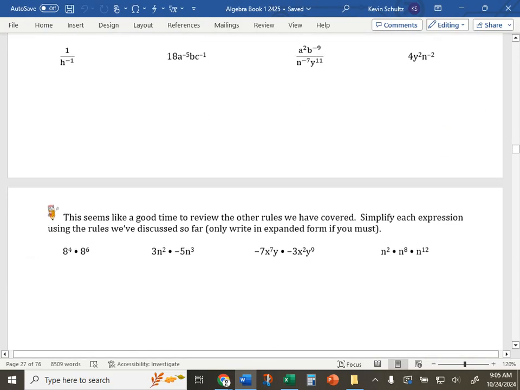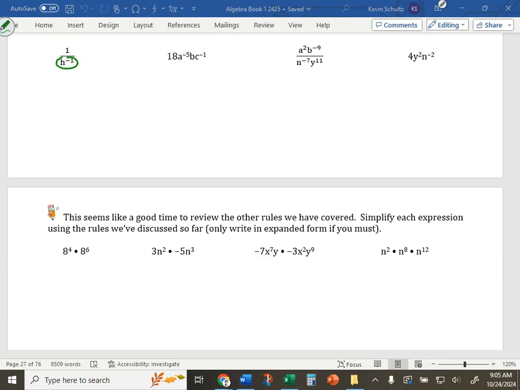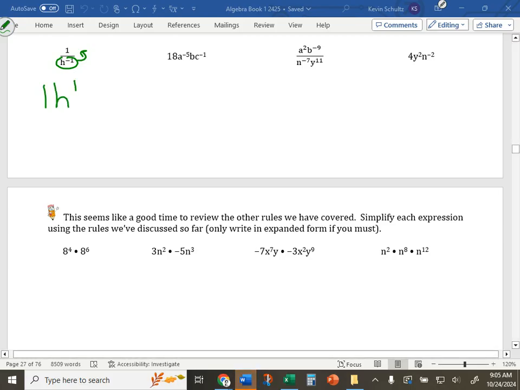The second row here. 1 over h to the -1st. I'm going to just pound this into the ground. What gets moved? The h to the -1. Where does it go? Up top. Okay? There's already a 1 up there. We now add an h to the positive first. And what's left in our denominator? A 1.